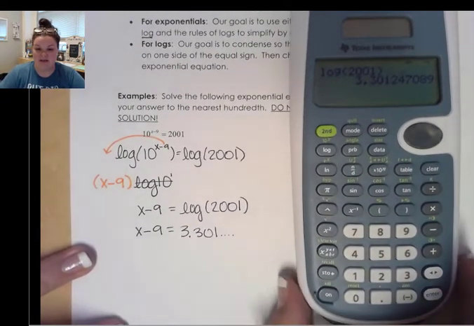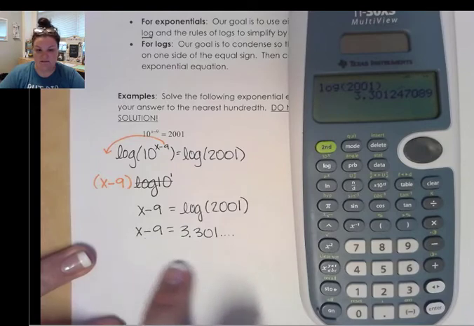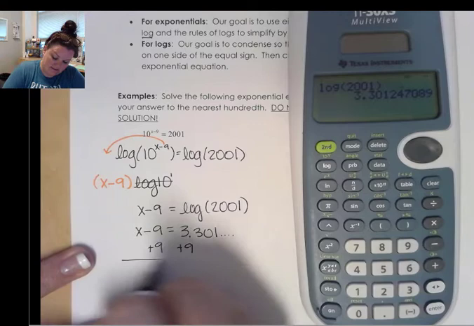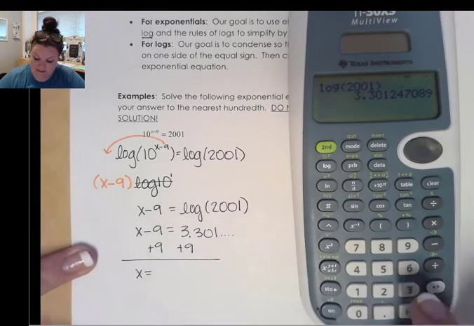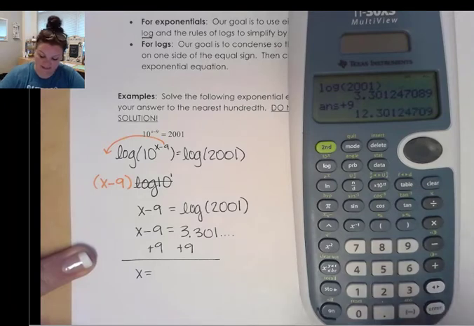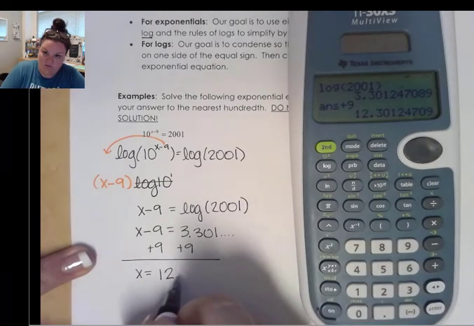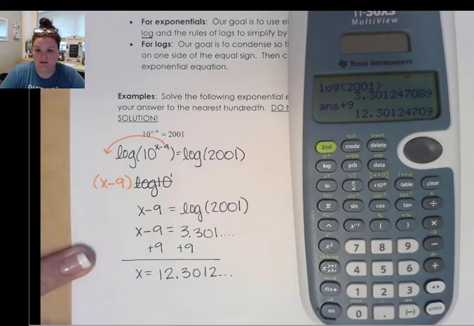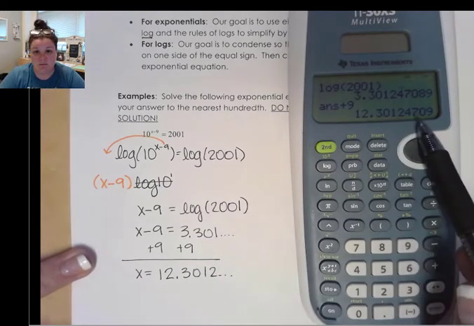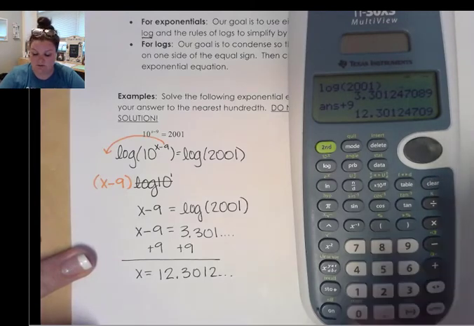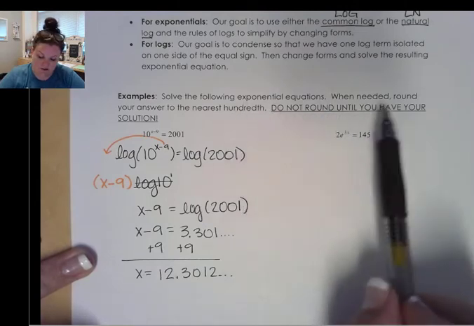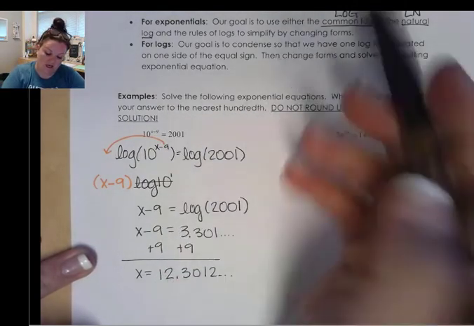So now that I have that, in terms of solving, I need to move my 9 over. So I'm going to add 9 to both sides. So x is equal to, when I add 9, I'm going to do it on my calculator so I save all my decimal points. I get 12.3012, blah, blah, blah. Okay, so make sure you leave all the decimal points on until you get ready to round.